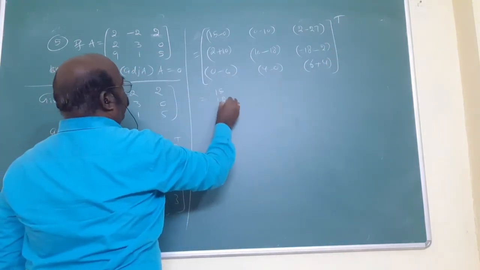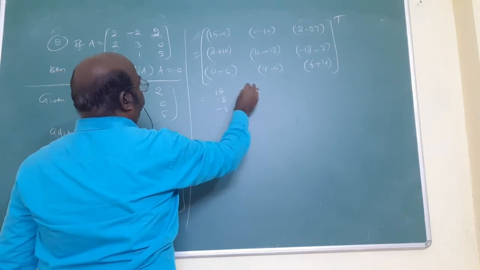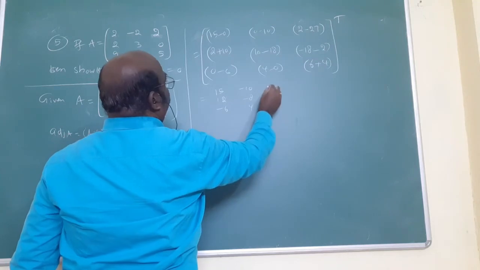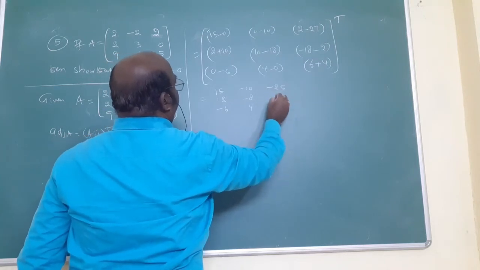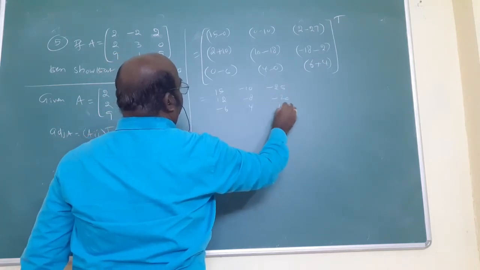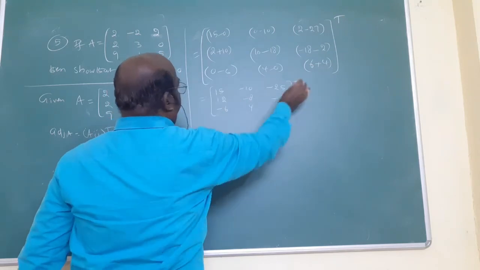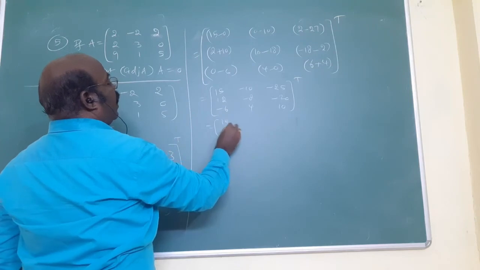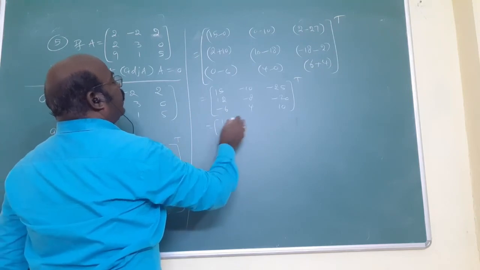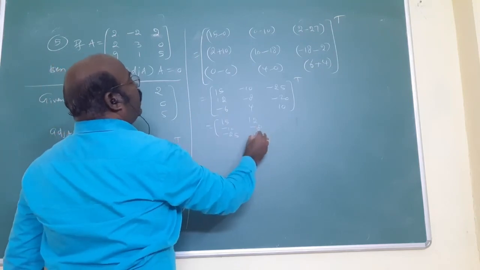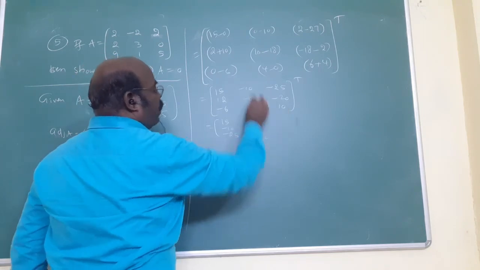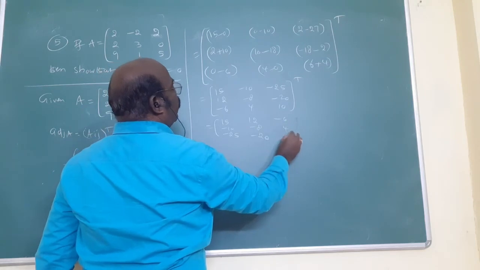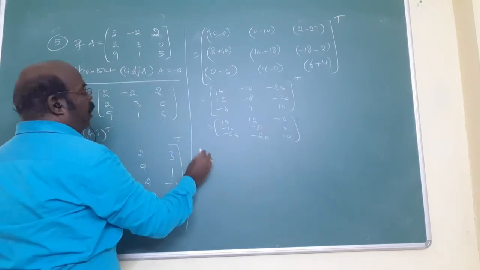Now simplify. 15, 12 minus 6, minus 10. Minus 8, 4, minus 25, minus 20, 10. Sign is important. Am I right? Now only change: the first row is converted into the first column. Next step: 12 minus 8 minus 20. The second row is converted to the second column. Last one, the third row is converted to the third column.